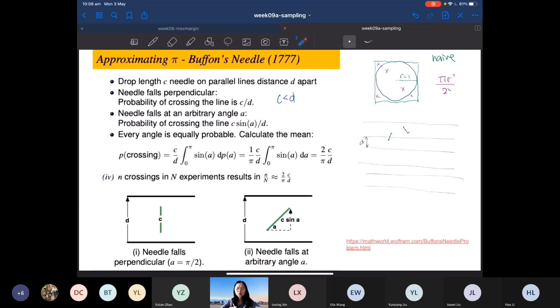Moreover, if we're just tossing needles randomly, every angle is equally probable. So from elementary calculus, we can compute that the probability of crossing is essentially integrating over all possible needle angles. Here it is 0 to pi. Between pi and 2 pi, it maps back to 0 to pi.